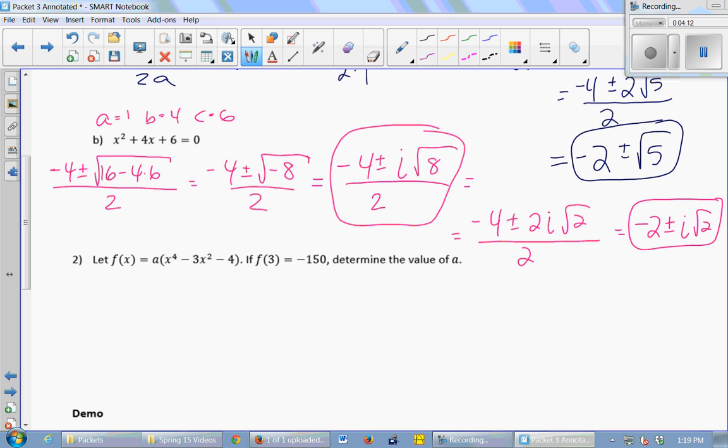Okay, so now we have a function f of x. Some unknown constant a times x to the 4th minus 3x squared minus 4, right? I'd like to know what a is, and I'm given this piece of information that f of 3 equals -150. So f of 3 means plug a 3 in everywhere you see an x, right? So this is going to be a times 3 to the 4th minus 3 times 3 squared minus 4. And what should I get when I plug that 3 in everywhere?